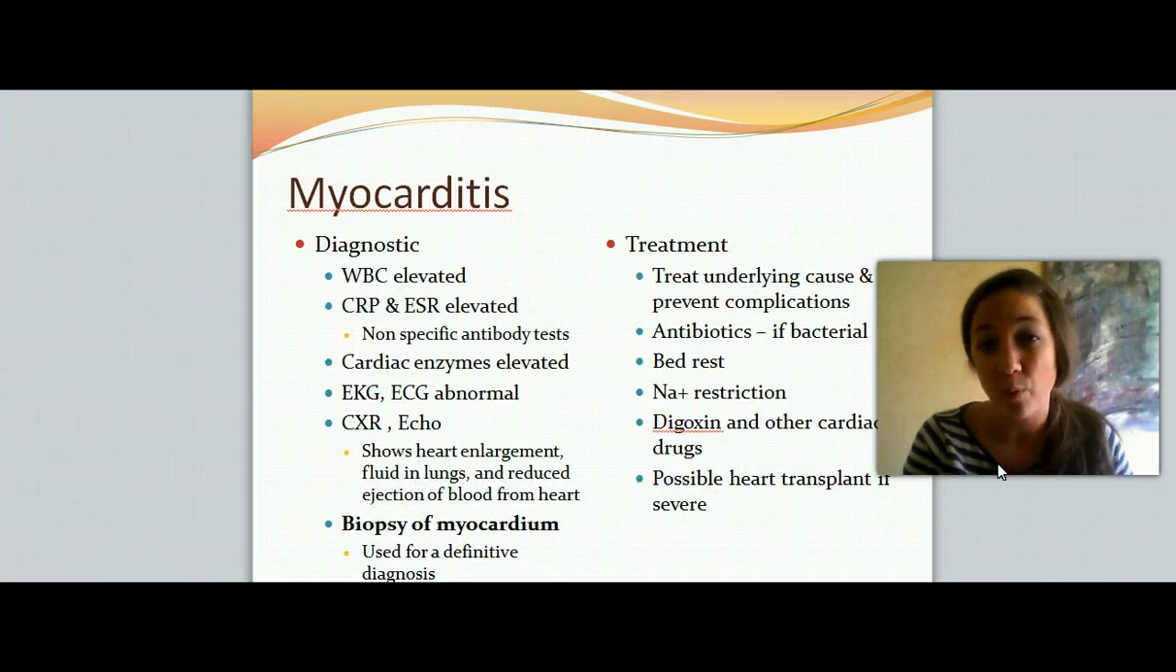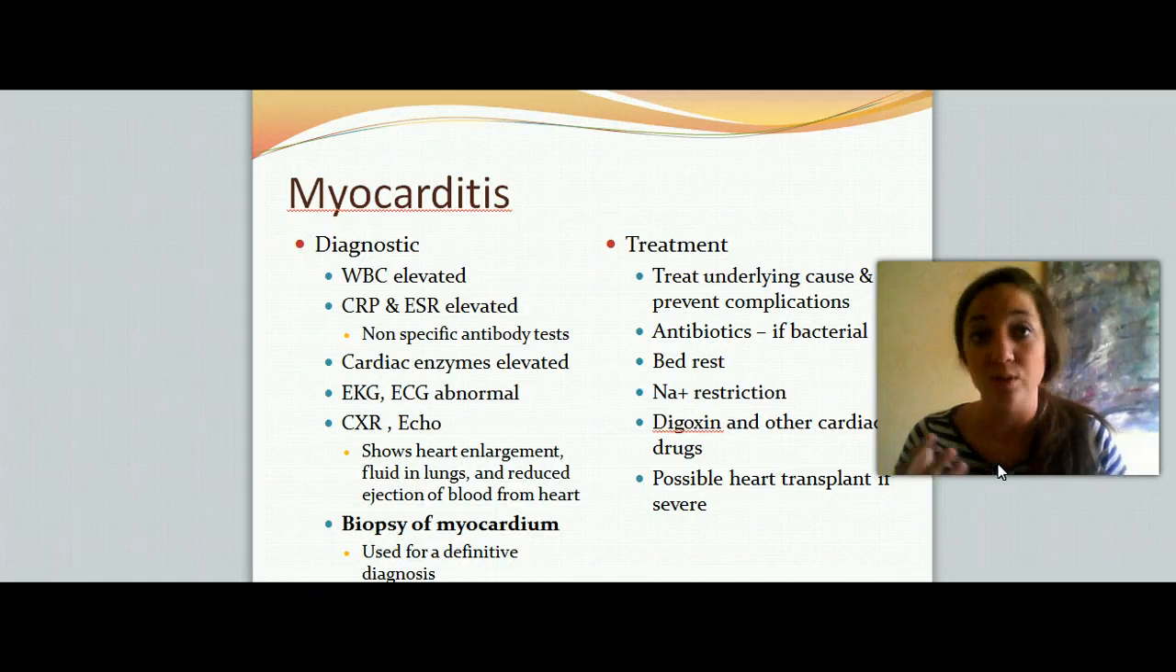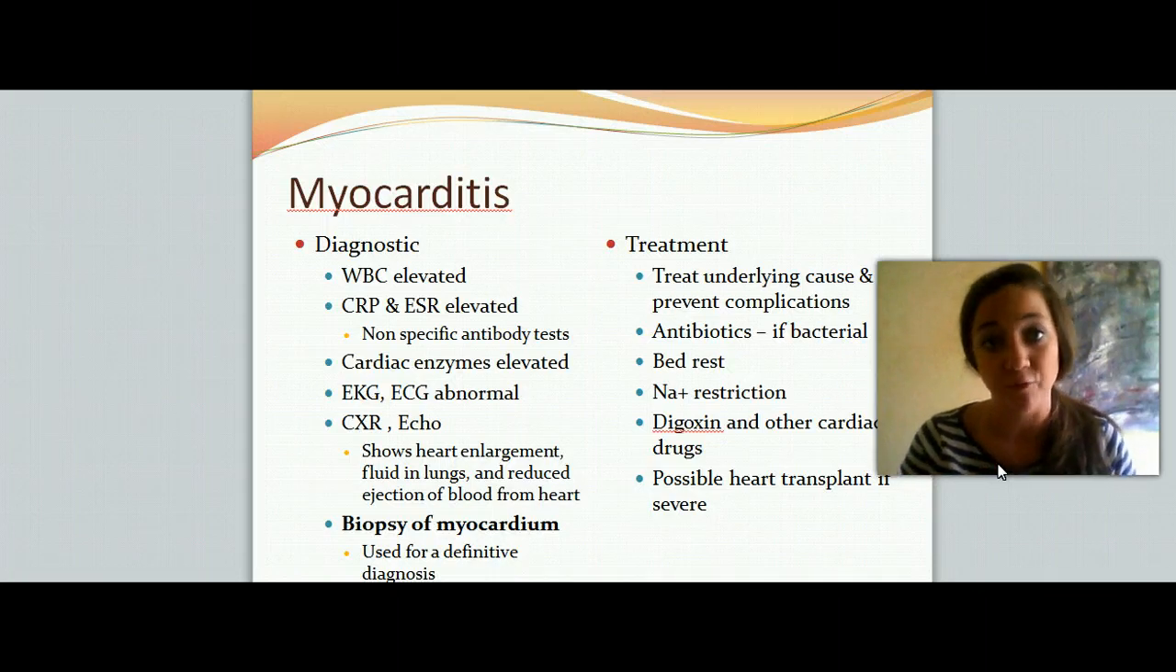To diagnose it, we want to get a CBC, and we are going to see an elevated white blood cell count because they have some kind of infection and inflammation somewhere in their body. Coupled with the CRP and ESR levels, that's going to tell us that they indeed do have some kind of general inflammation in the body somewhere. It's those non-specific inflammatory tests to tell us if there's something going on in the body. So even though we can't see it on the outside, we can see it on the inside based on these lab results.